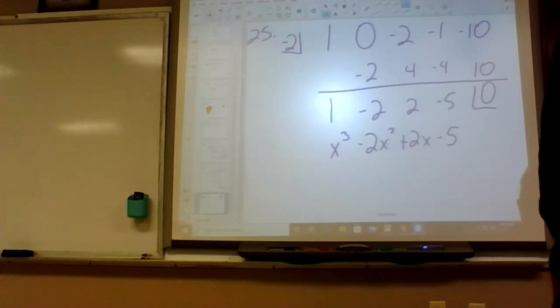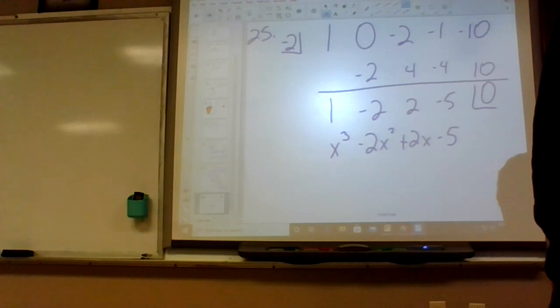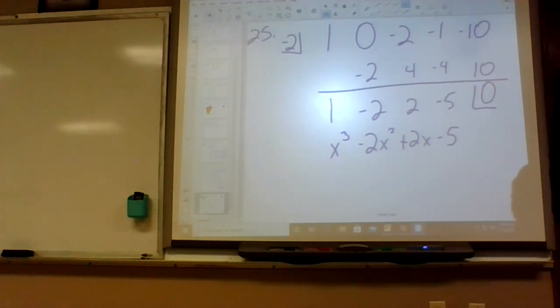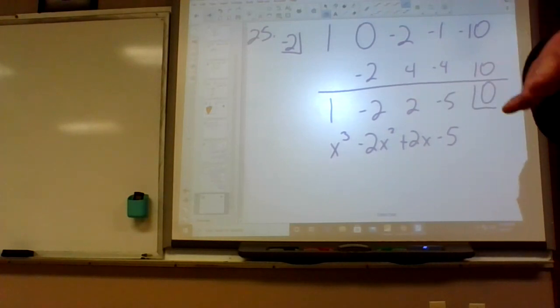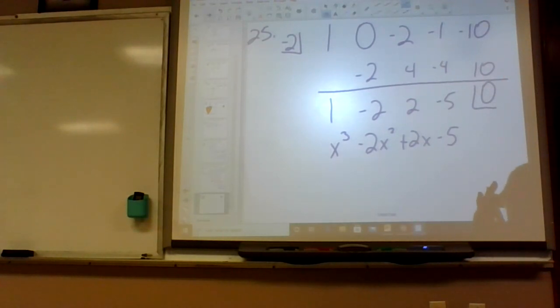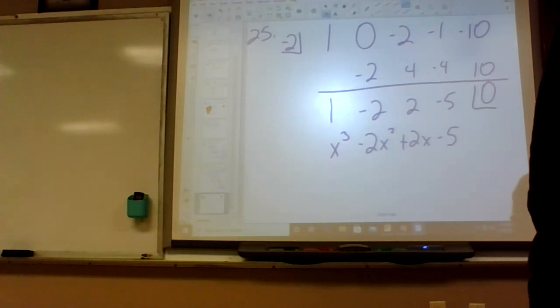In a kind of a weird sense, you could, but it would actually be harder than long division, believe it or not. You'd have to plug in square root of 2 and negative square root of 2, and it would be extremely difficult.